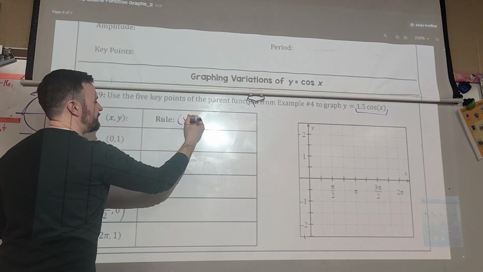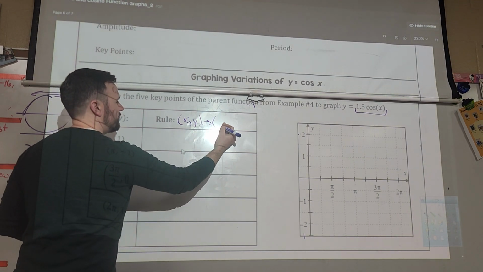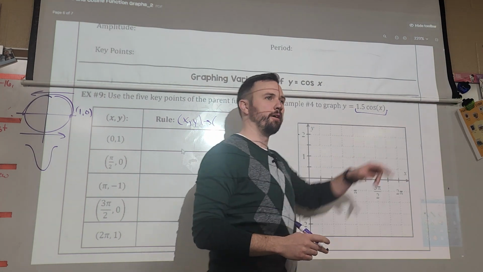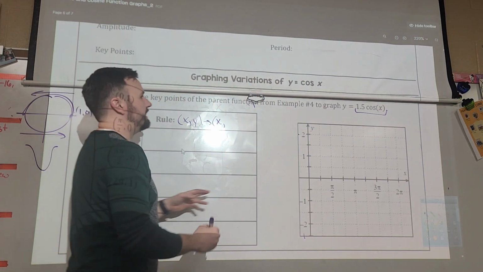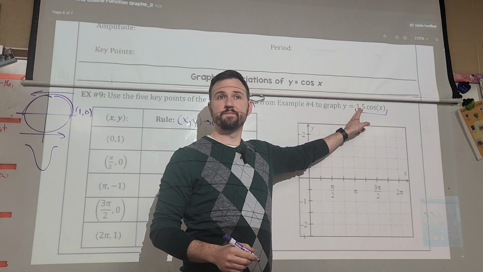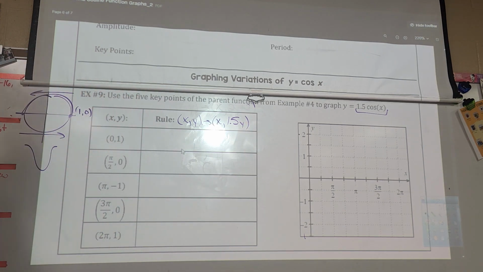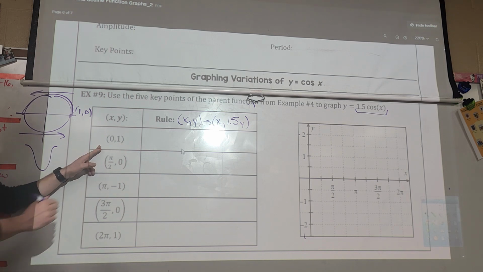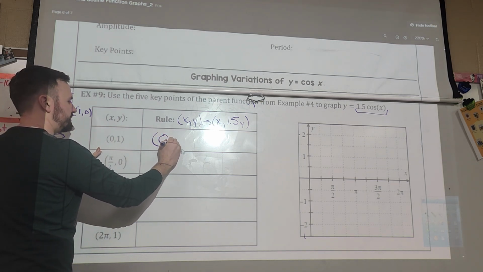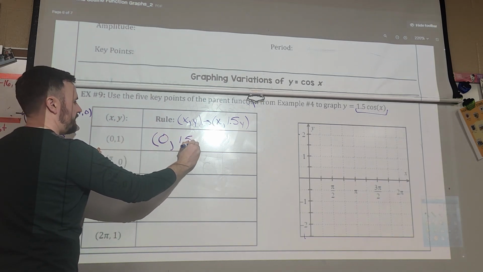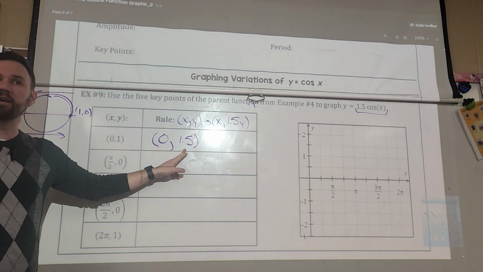So what's my x, y going to become on this one? Is anything happening to my x? No. So it's going to stay the same. Is anything happening to my y? Yeah, I'm going to multiply by 1.5. These key points we came up with on that first page, right? These are my 5. My max, intercept, min, intercept, max, right? So what's 0, 1 going to become? It's going to be 0, 1.5. Do you guys see how I got the 1.5?